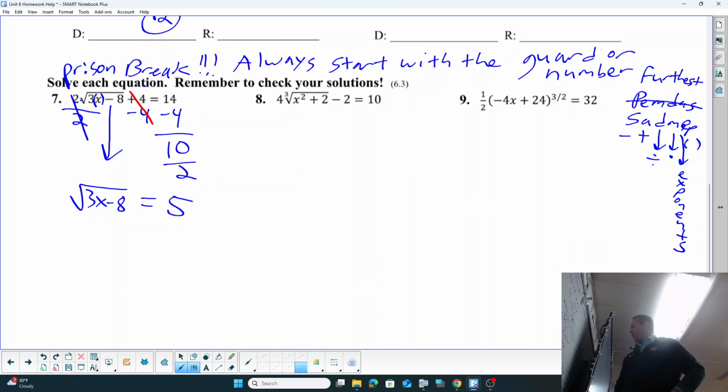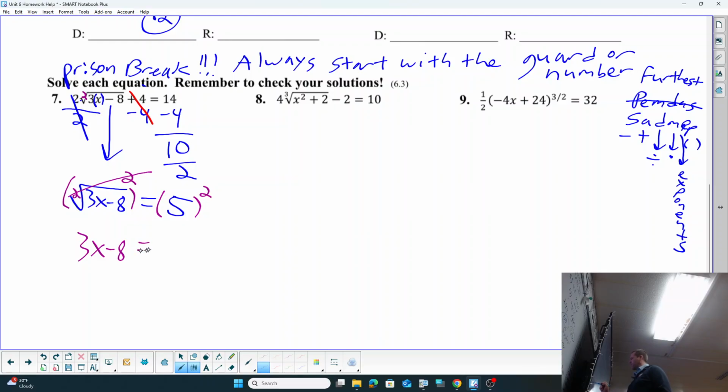Whoa! And how we do that is we just get a bird to come along, a 2, power 2, and just take those prison walls away. So we're going to go ahead and square both sides because this is technically the square root. If we square root one side, we have to square the whole other side. So that'll get rid of the house. Now we're left with 3x minus 8. So we get 25. And then we add 8 to the other side. So 25 plus 8 is 33.